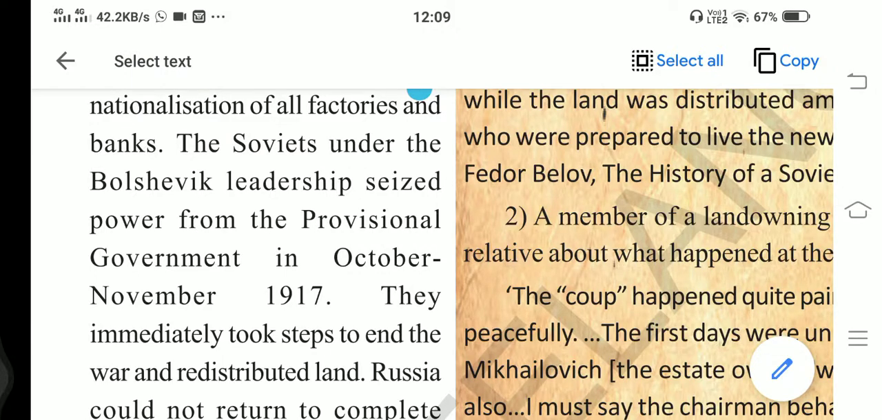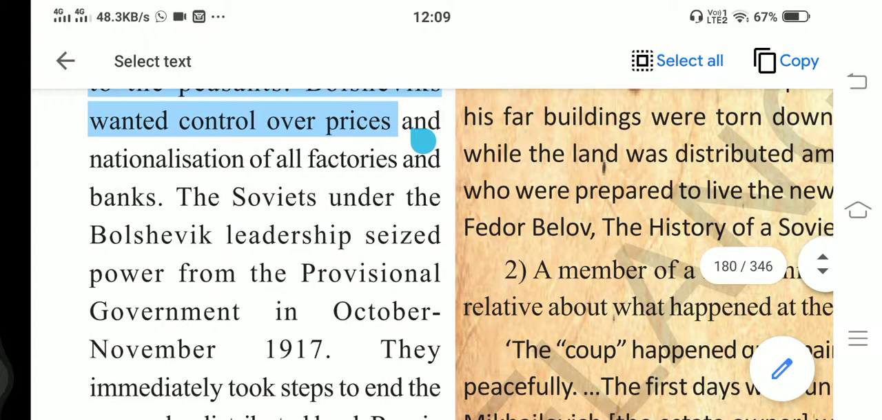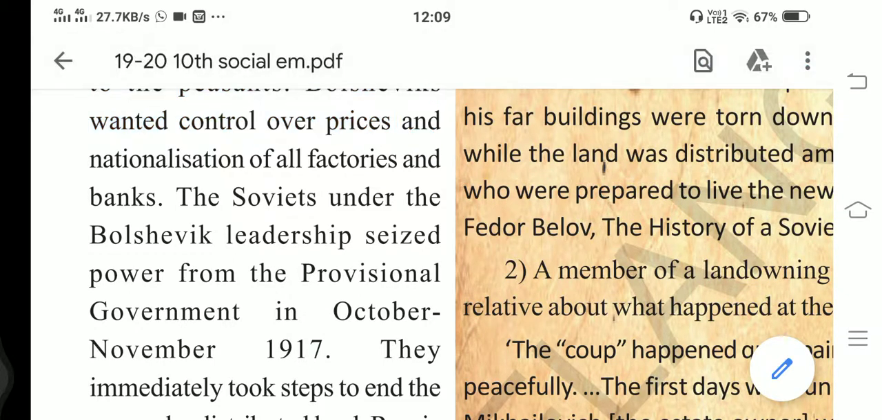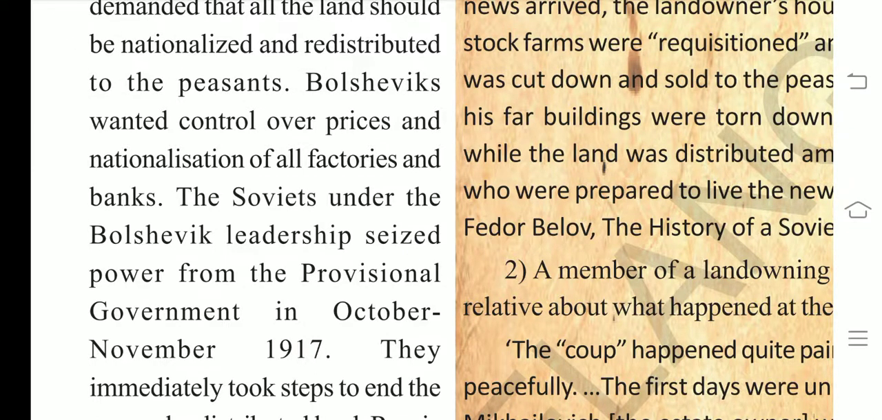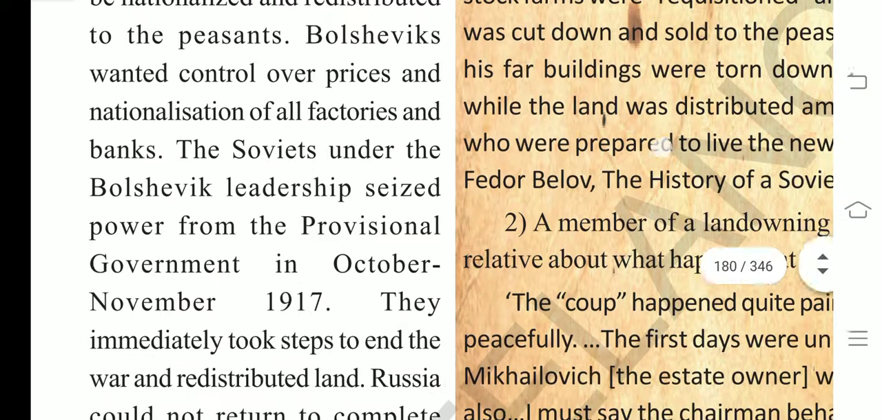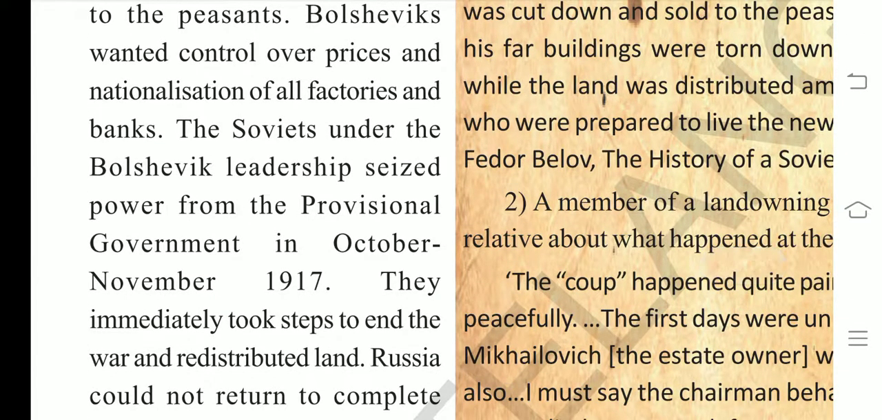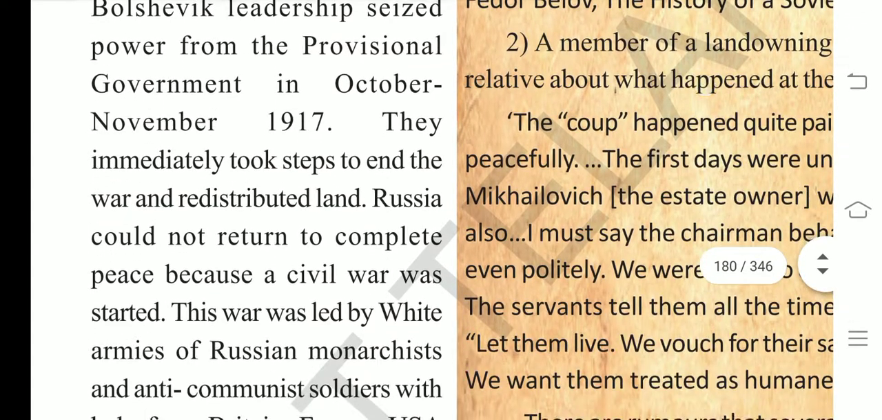Some historians say that the Russian Revolution consists of two phases. One is a political phase, another is a social phase. The political phase is the March Revolution, the social phase is the October Revolution. In that way, we see that the Bolsheviks succeeded in taking the power from the provisional government. Soon after, what happened here?